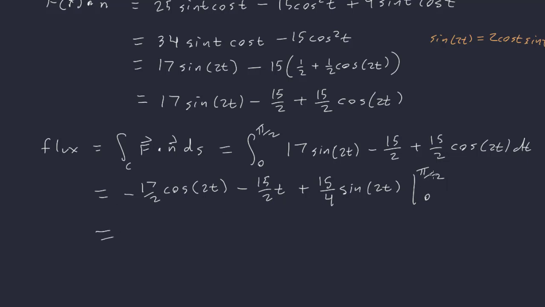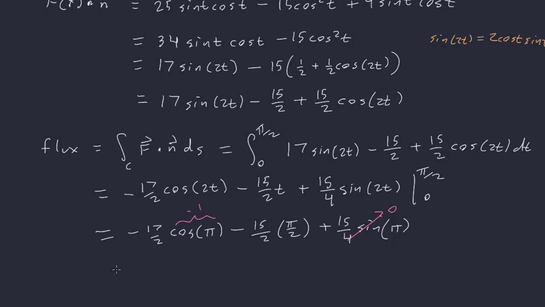When we plug in pi over 2, our 2t's are just going to become pi. So we'll get negative 17 halves cosine of pi minus 15 halves times pi over 2, okay, plus 15/4 sine of pi. Okay, well, thankfully, we already know that goes to 0. And then this is negative 1. So it should hopefully simplify a little bit. So there's plugging in the pi over 2.